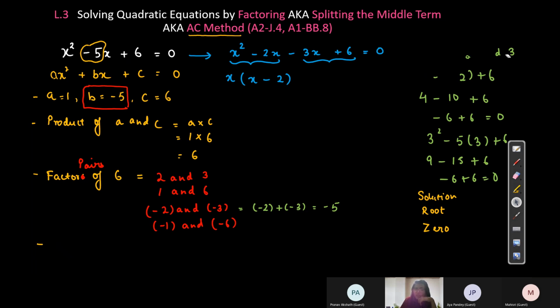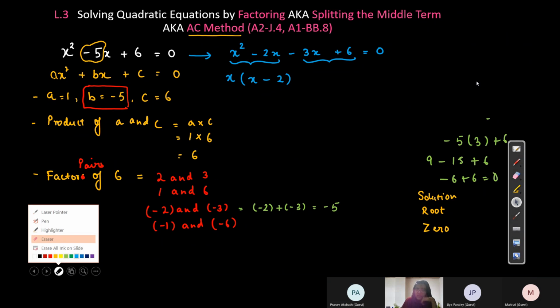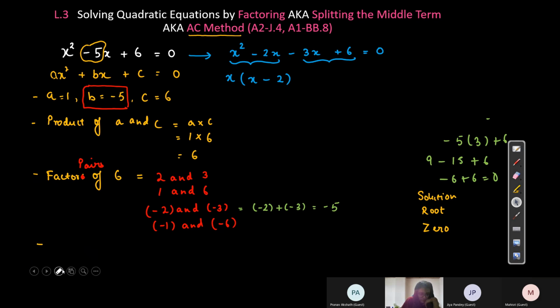Have you guys heard of distributive property? Pranav, have you heard of distributive property? Yeah. So in distributive property, what happens? Let me write it here. If you had x multiplied by x minus 2, then you would multiply x by x, so you will get x square. And then in the next step, you would multiply x by negative 2, then you would get negative 2x.